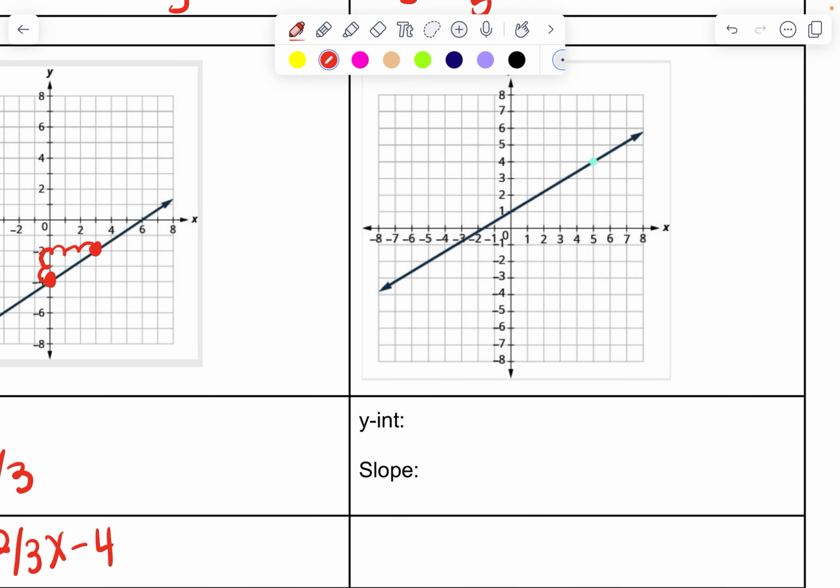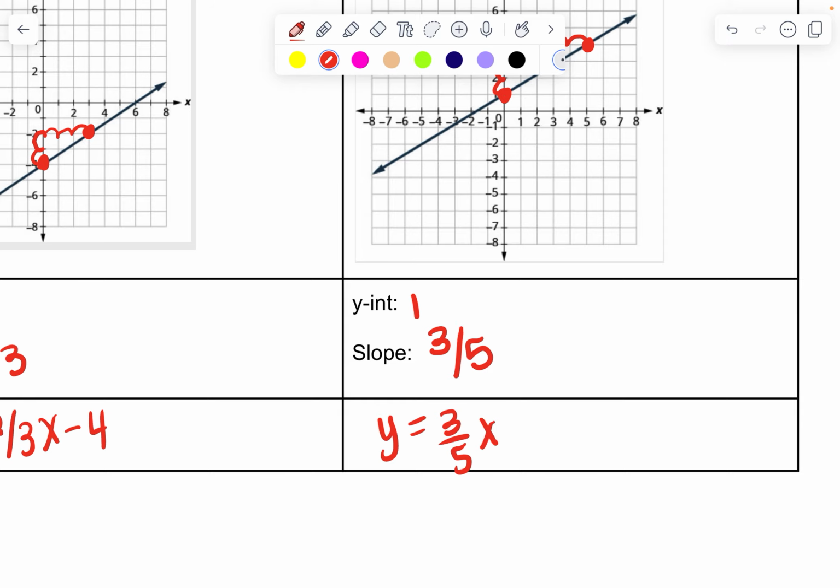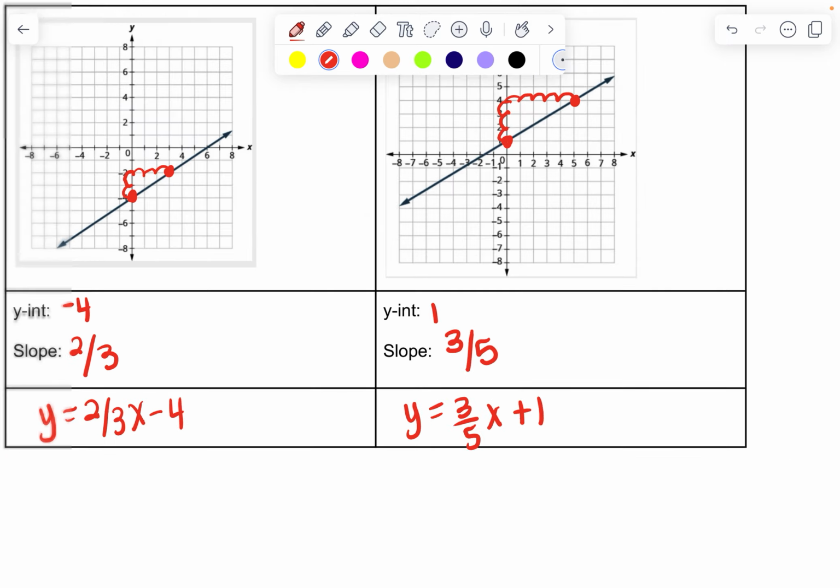The second one here, our y-intercept is at 1. To find our slope, we'll use those 2 points. So I need to go up 1, 2, 3, and over 1, 2, 3, 4, 5. So our slope is 3/5. So our equation then, y equals 3/5 x plus 1.